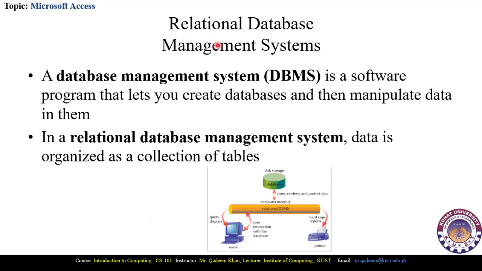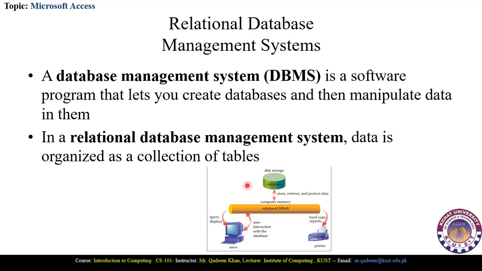Relational database management systems are software systems which are used to process databases, and these databases can be in the form of relations. Relational means in a tabular format. So relational database management systems, that is RDBMS, are software which is used to process databases in the form of a tabular format. Microsoft Access is one of the relational database management systems, which is used to organize a collection of different tables.